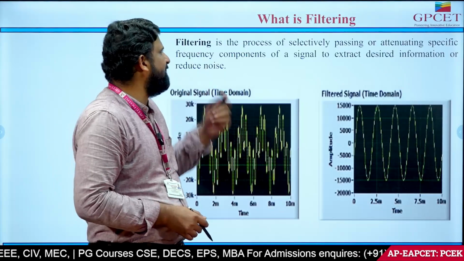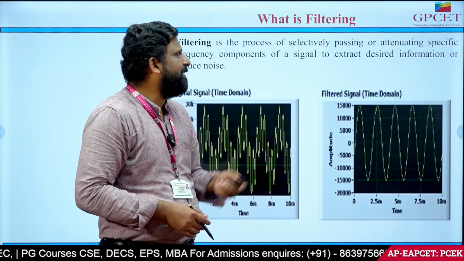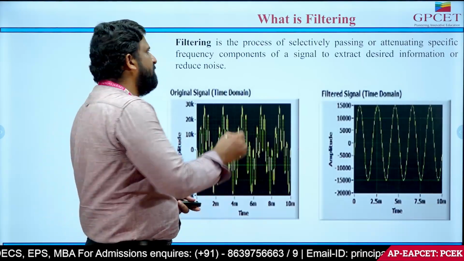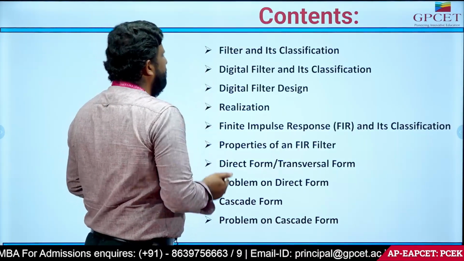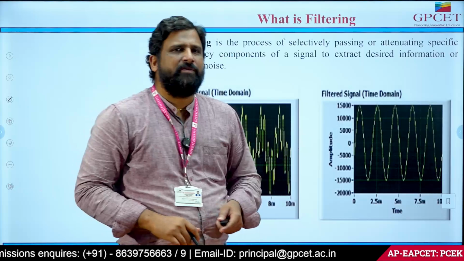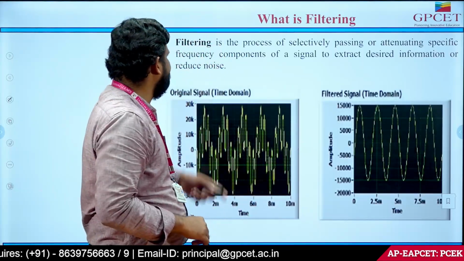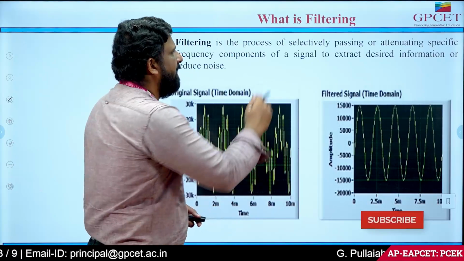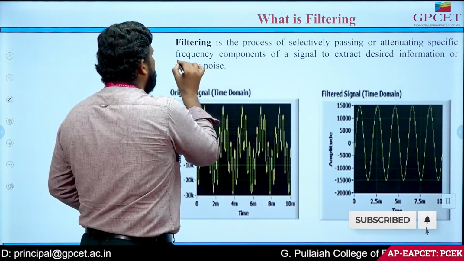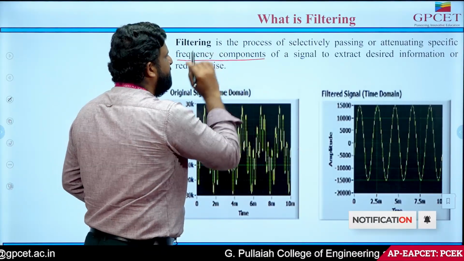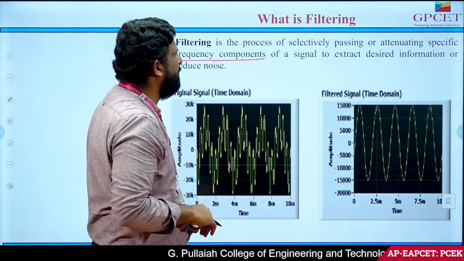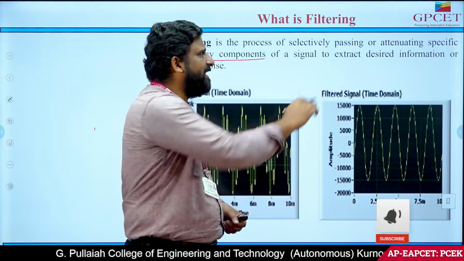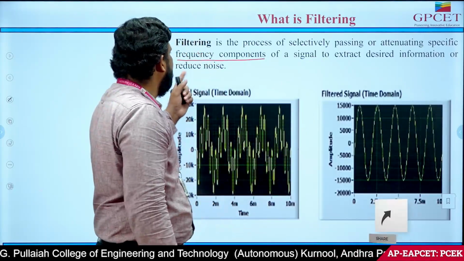Filtering is the process of selectively passing or attenuating specific frequency components. These are the components we need to attenuate. Definition: what is meant by filtering? See here, filtering is the process of selectively passing or attenuating specific frequency components, that is, the attenuation of some specific frequency components of a signal to extract the desired information or reduce noise.